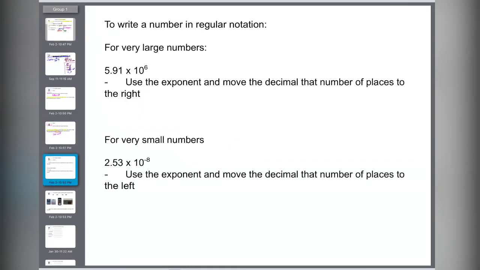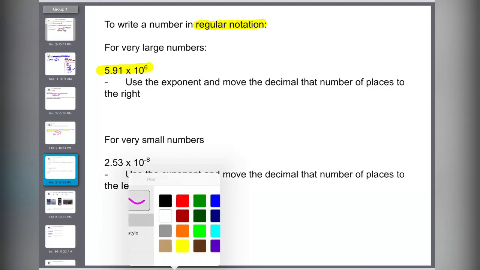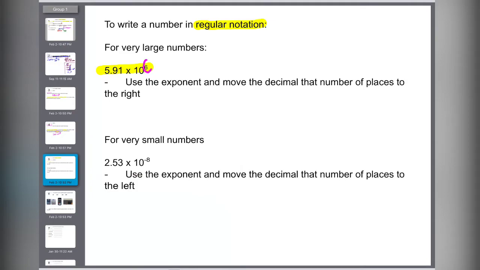Okay, opposite to that, if I give you a scientific notation and I say, hey, move it back to the regular notation. Regular notation means the super long with a whole bunch of zeros. Okay, so they gave you scientific notation and they want you to write it in a regular. You kind of go backwards. Okay, so now what we do is we take a look at the exponent, right? We use the exponent and we move the decimal places to the right. When it's a positive exponent, you move it to the right.